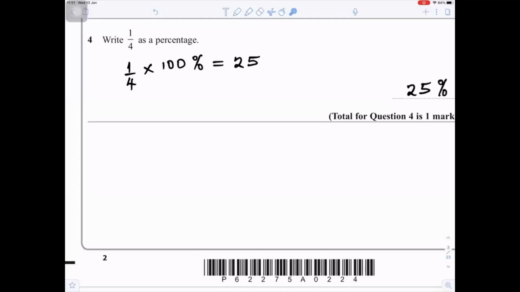Question number 4. Write 1/4 as a percentage. So you multiply by 100 to change from fractions to percentage. You can look at it as 100 divided by 4 times 1. 100 divided by 4 is 25. 25 times 1 is 25. So your answer is 25%.